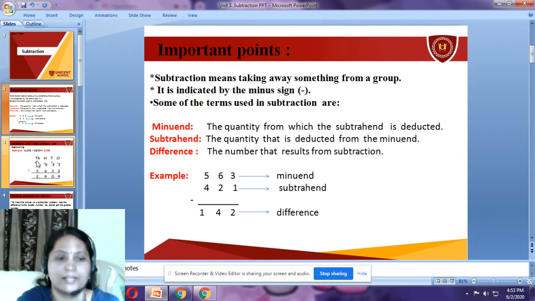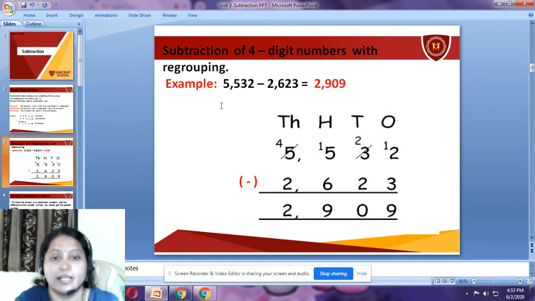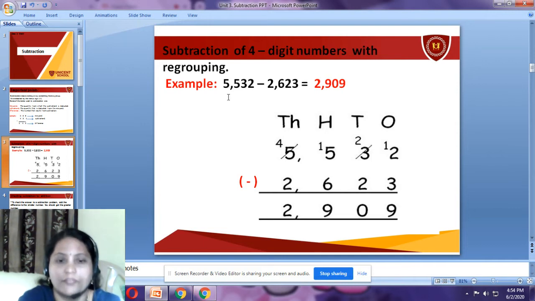Now, let us move on to the subtraction of four-digit numbers. You have learned subtraction of three-digit numbers with regrouping and without regrouping in class 2. Now, let's learn the subtraction of four-digit numbers with regrouping, because without regrouping you are all able to do it. Let's take an example of 5532 minus 2623. We need to find the answer.